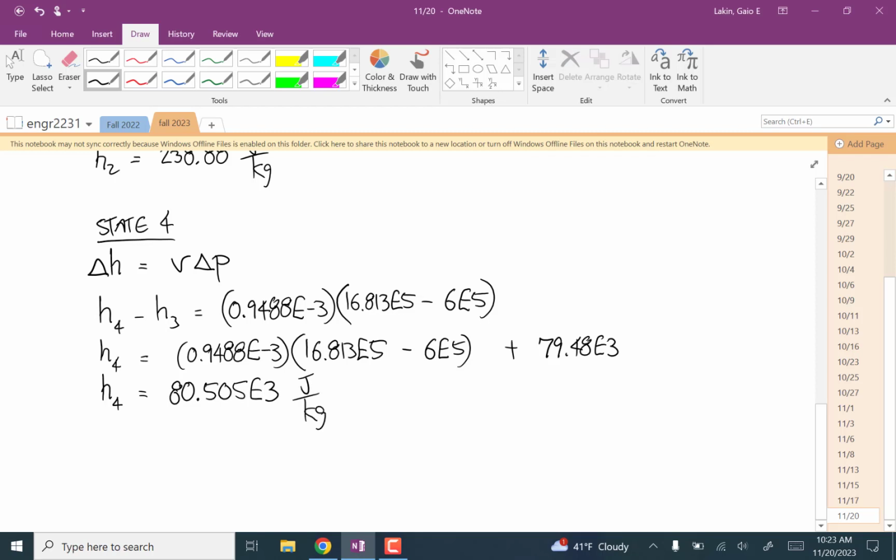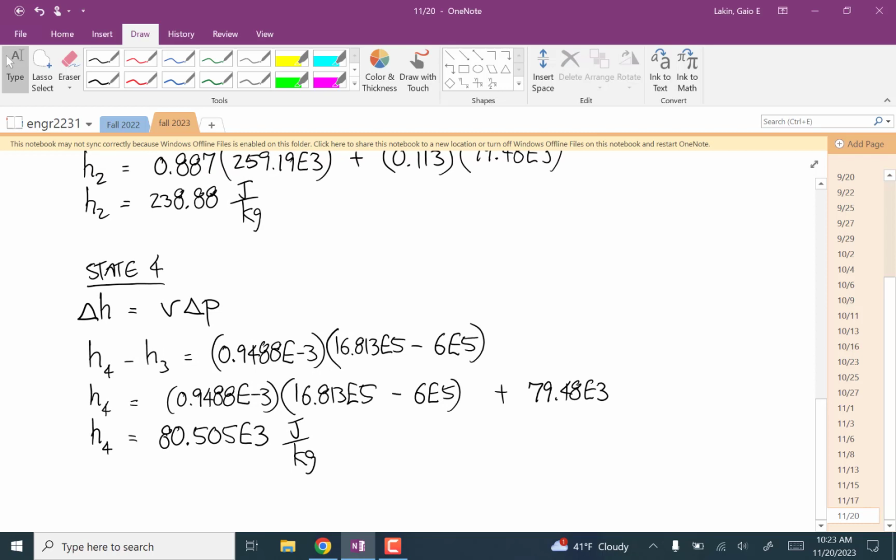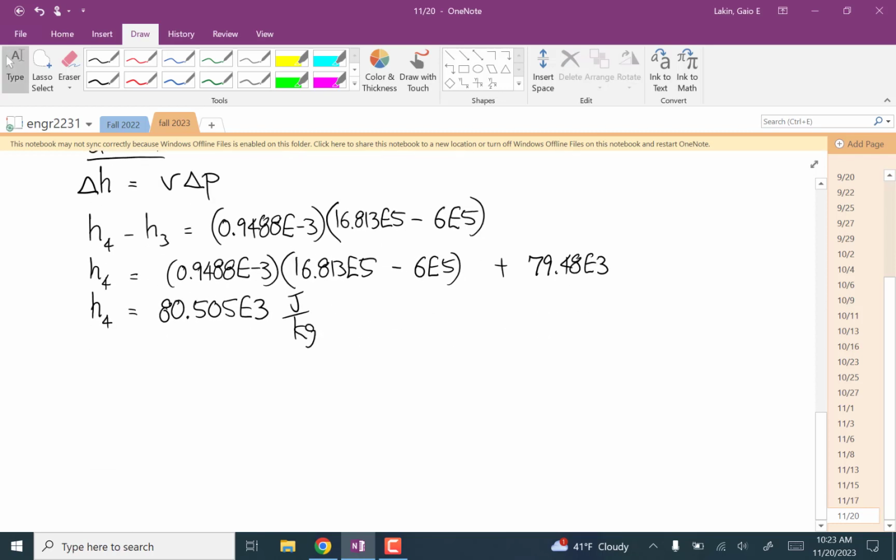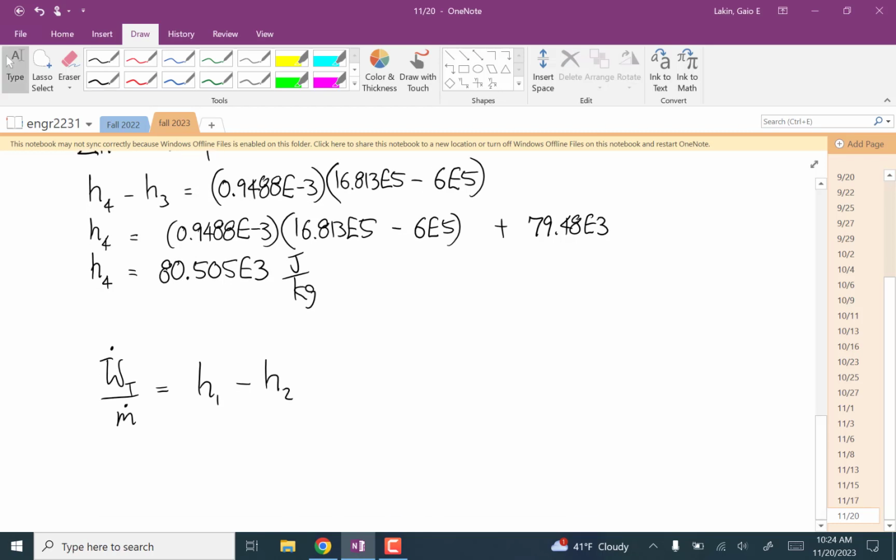And now we have all the enthalpies. I do that to start every one of these problems: find all the enthalpies, and then you can start thinking about the questions that they're asking. We know that the work done, so W dot for the turbine divided by M dot is equal to H1 minus H2. And it tells us that the rate of energy output from solar radiation.